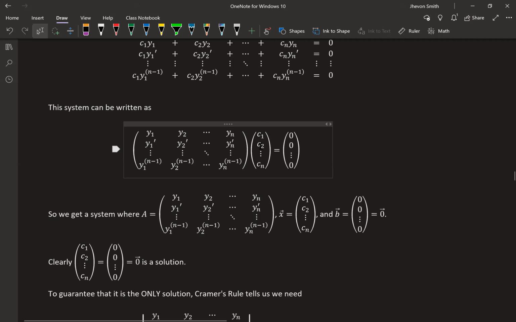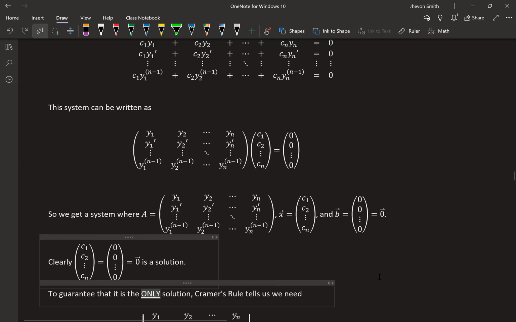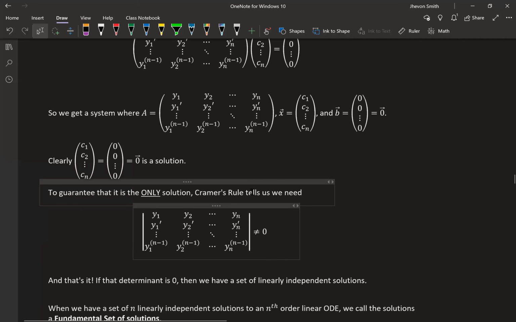If I plug in zeros for all the C's, then matrix multiplication is going to get me that this equation holds. So that's a solution. That's easy to see, right? This matrix times the zero vector gives me the zero vector. That is fine. Now, to guarantee that it is the only solution, which is what we want for linear independence, Cramer's rule tells us what we need is that this determinant here should not be zero.